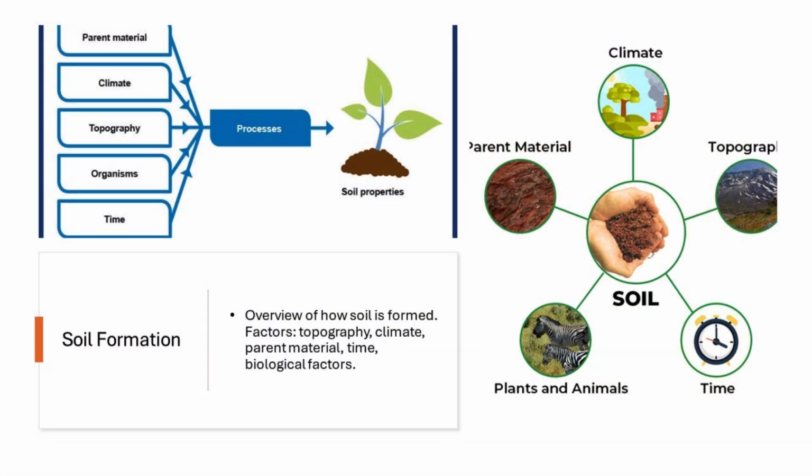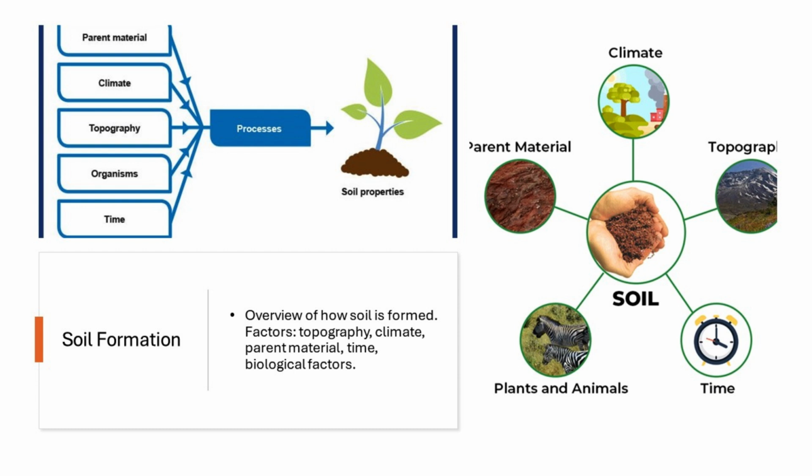Soil formation. Overview of soil formation. Soil formation, or pedogenesis, is a continuous process influenced by various factors. These include topography, climate, parent material, time, and biological factors, all working together to shape the unique characteristics of soil in different regions.